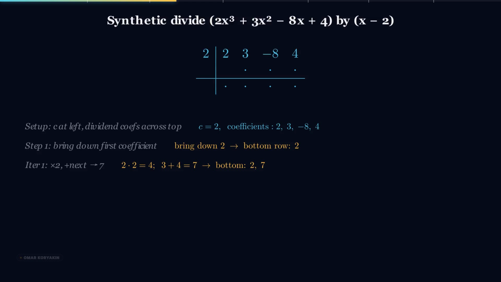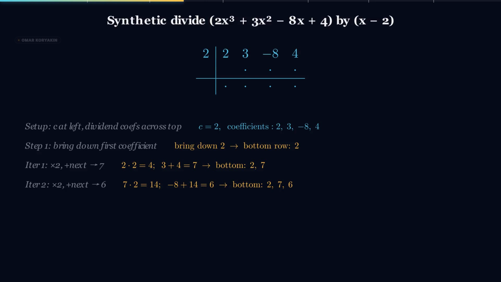Multiply 2 times 2 equals 4. Write 4 in the middle row under the next coefficient 3. Add 3 plus 4 equals 7. Write 7 in the bottom row. Bottom row so far: 2, 7. Step 4. Second multiply and add.